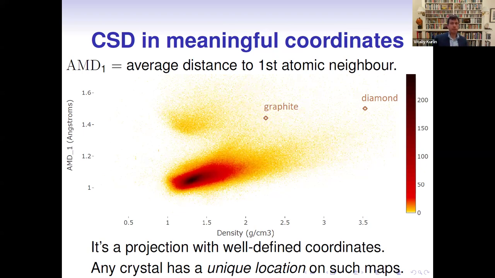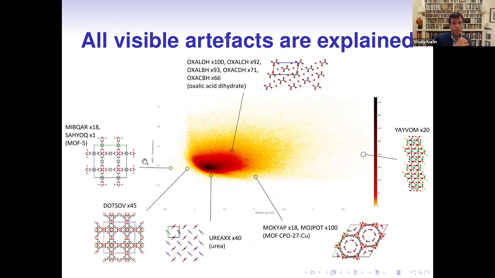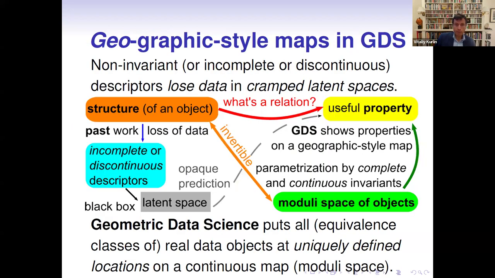So that's how the Cambridge Structural Database looks. You might see here some dense clusters, which are easily explained. The map here is a little bit different only because we excluded hydrogens and considered our periodic crystals without hydrogens. That's why the two big clusters in the previous picture now become only one cluster. But all dense spots are easily explained by many near duplicate crystals existing in the Cambridge Structural Database. I think I have almost finished.